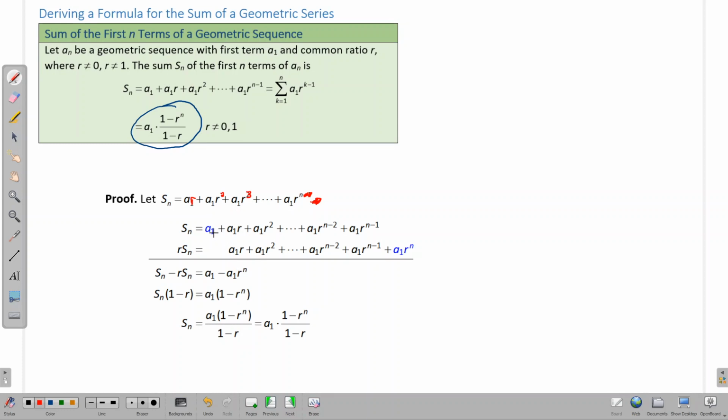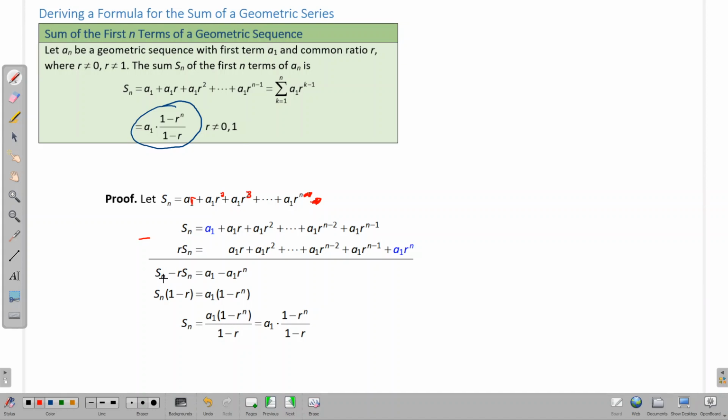Okay, now I've just lined them up so that the like terms, the matching terms, are underneath each other. Now, this bottom one has no a1 term because the first term was multiplied by r, so it got shifted over here. So there's nothing to line up under that one. And then similarly, the last term became a1 r to the n, and there's nothing above to match up with that. Okay, so then what we're going to do is we're going to subtract down. We're going to take this minus this.